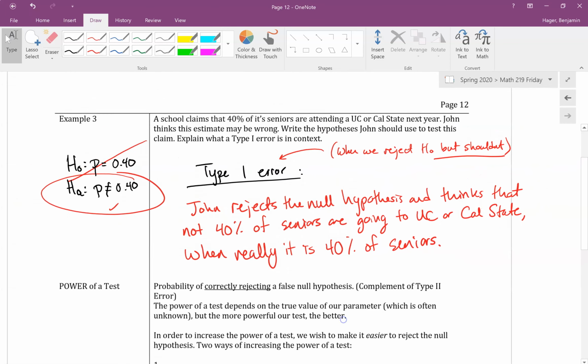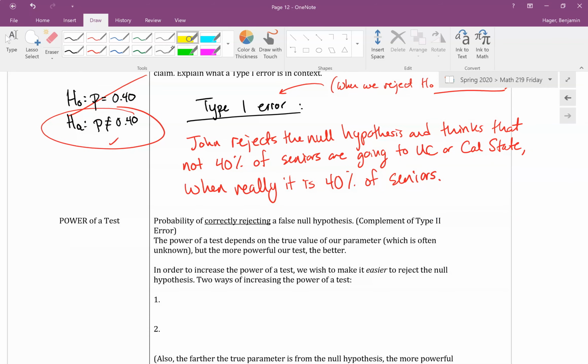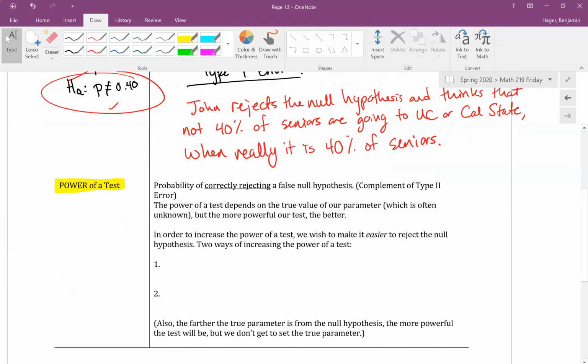Okay, the last idea here is the concept of the power of a test. And we don't go heavily into this at all, really. We just want to highlight these two ways that we can make our tests powerful. What it means to be powerful is that if the null is false, then we correctly get rid of it. So the probability of us doing the right thing, getting rid of the null when we need to, when it's false, is known as the power of the test.